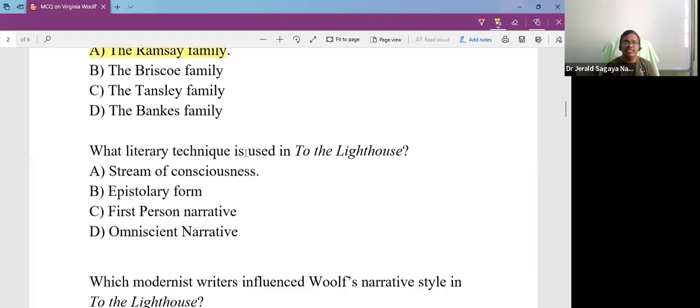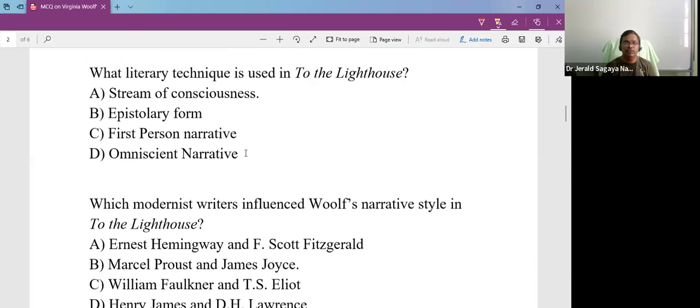What literary technique is used in To the Lighthouse? What is the narrative technique that is employed? The narrative technique that is employed is stream of consciousness.